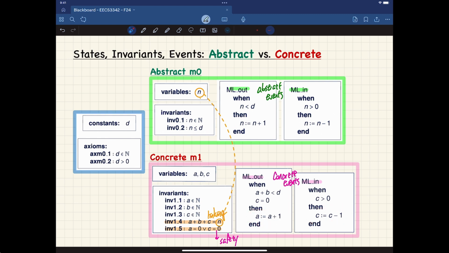Let me just say one of them one more time, because we're going to need that to formulate some proof obligations today. So think about this guard here as a concrete guard, as opposed to an abstract guard. So, concrete guard.